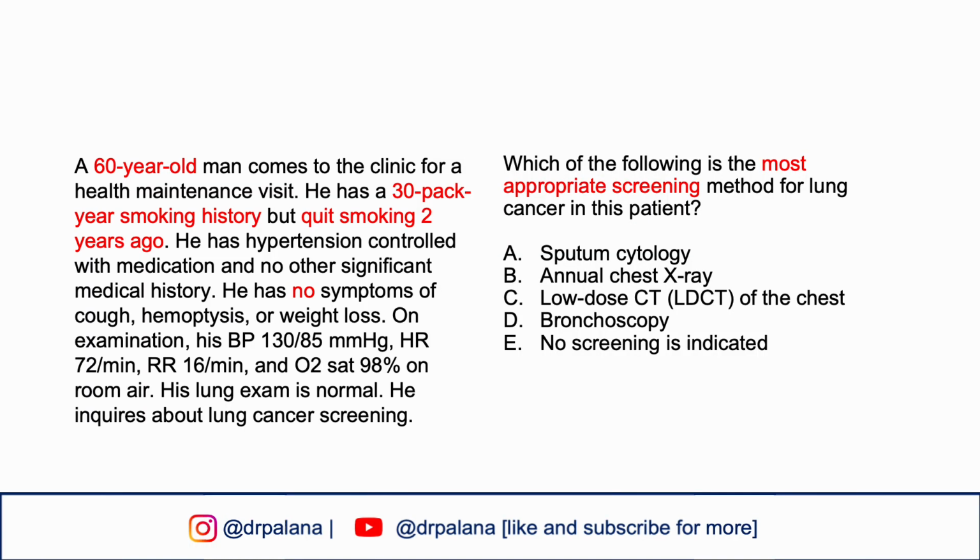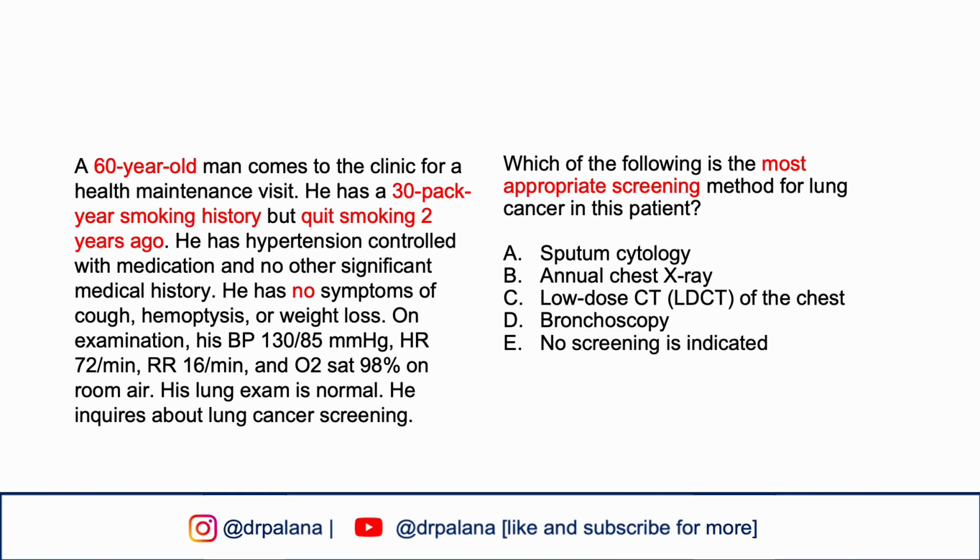A 60-year-old man comes to the clinic for a health maintenance visit. He has a 30-pack year smoking history but quit smoking 2 years ago. He has hypertension controlled with medication and no other medical history. He has no symptoms of cough, hemoptysis, or weight loss. On examination, his blood pressure is 130 over 85, heart rate 72, respiratory rate 16, and oxygen saturation 98% on room air. His lung exam is normal.